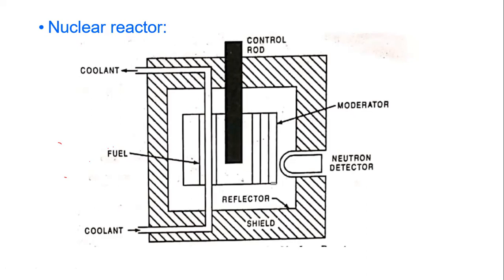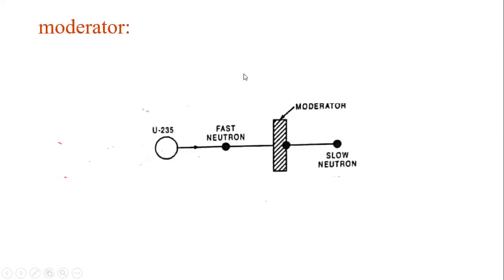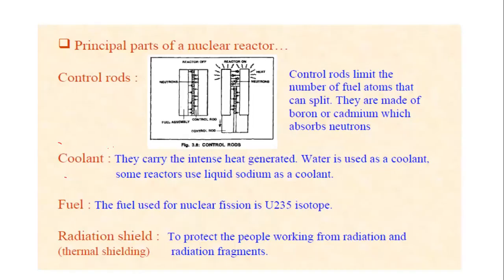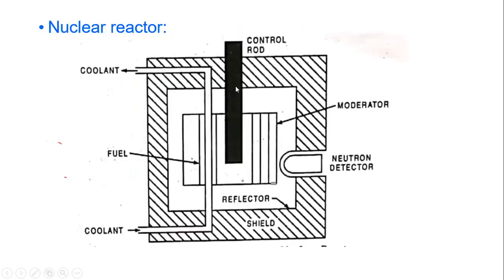Next, control rods. These control rods are used to control the fission process, and they absorb the neutrons. They are made up of boron or cadmium.